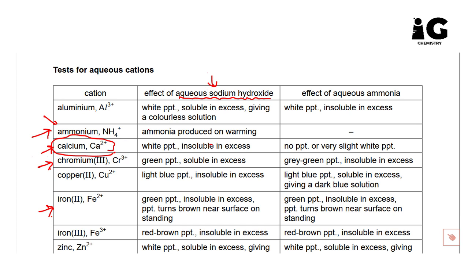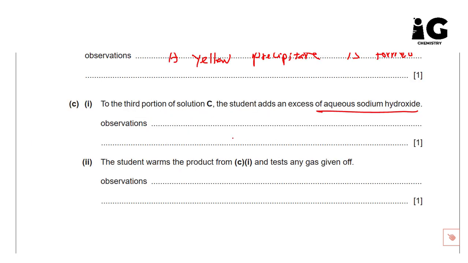Here, for ammonia, actually ammonia is produced on warming. But actually there is no observation, because ammonia is a gas and we can't check the gas itself unless we add something else to check. So here we don't see anything, no observation actually. So again, no change, no change regarding the observation, nothing visible or seen.